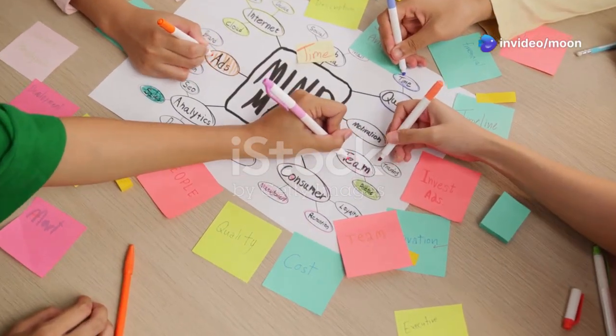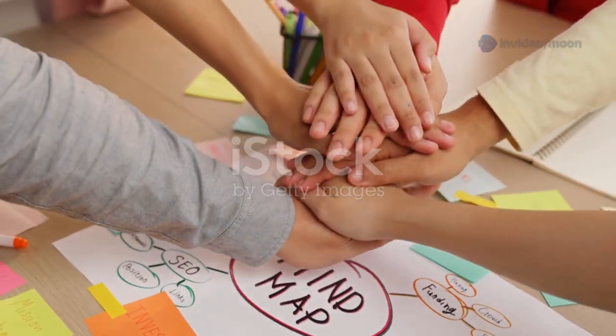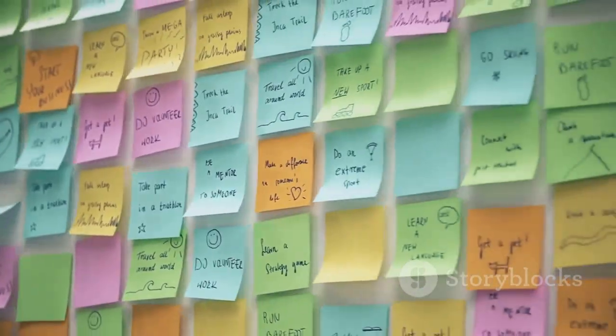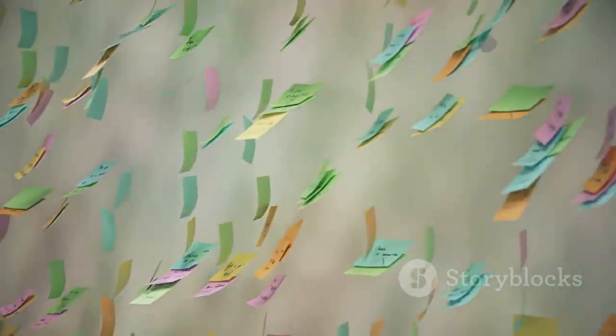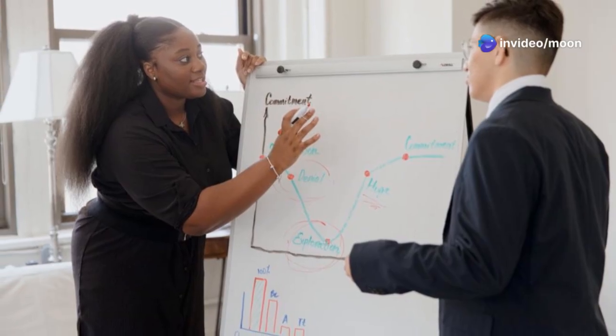Hello everyone, today we're talking about the types of concept maps, where each type is designed to suit a specific purpose. Concept maps are powerful tools for organizing and representing knowledge. They help us visualize complex relationships and make sense of the information in a structured way.